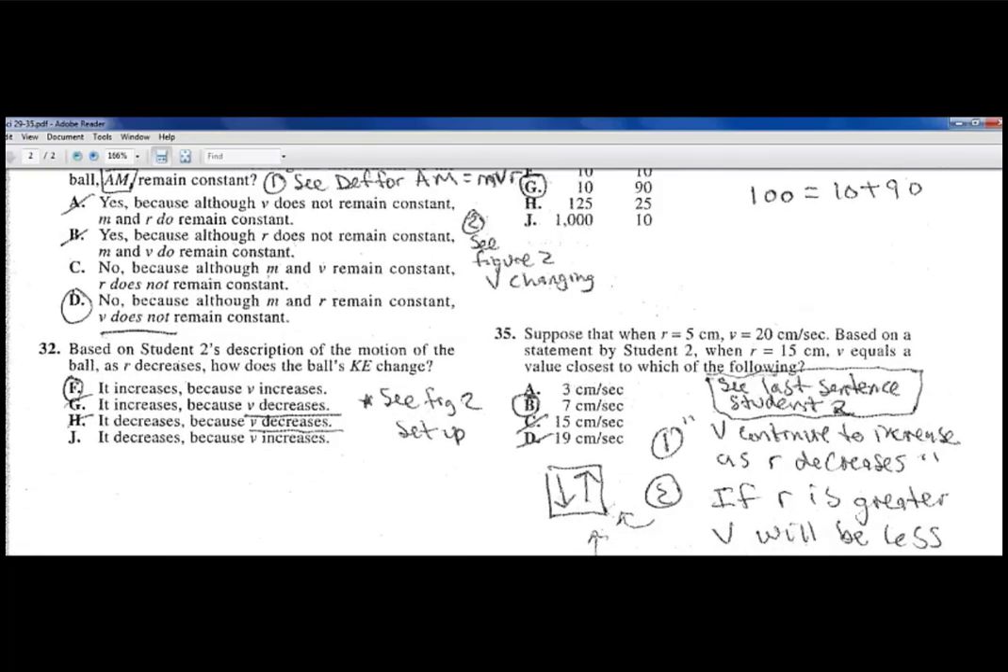It says, based on student 2's description of the motion of the ball, as R decreases, what happens to the KE, the kinetic energy? Well, you know that as R decreases, the velocity, the speed of the ball, is going to increase, as we said, towards the hole. So KE is going to increase. The kinetic energy, or movement, will increase, and it's solely going to increase because the velocity increases.